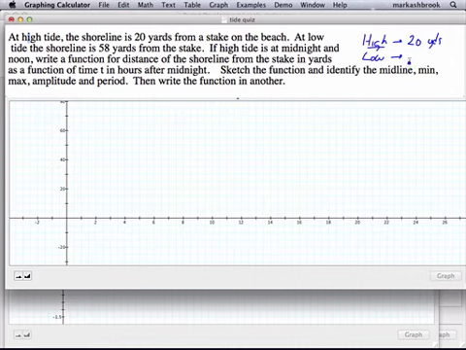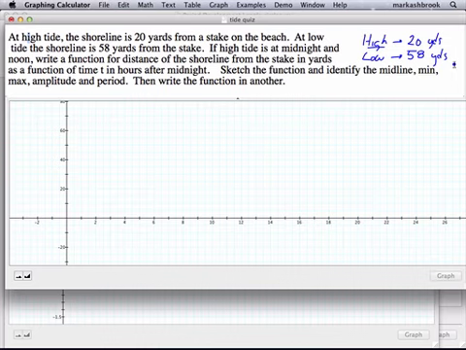So when you're graphing this, we're talking about the max and min. Does the max occur at high tide or low tide? The max is occurring at low tide, and the min occurs at high tide. Does that make sense? Just make sure the words high and low don't mix you up. High tide is the closest, so that's your minimum. Low tide is the furthest from the stake, so that's your maximum. Okay, go. Work on this.